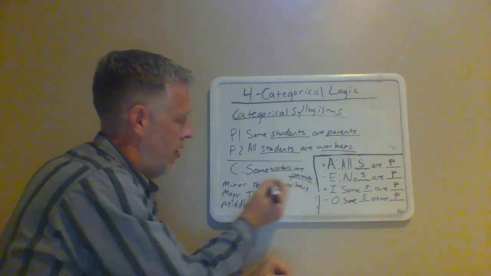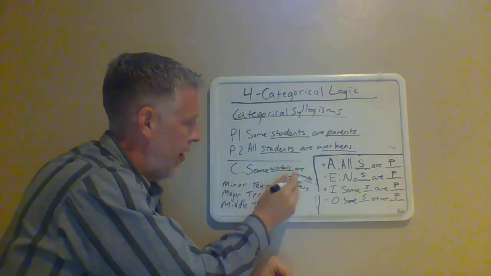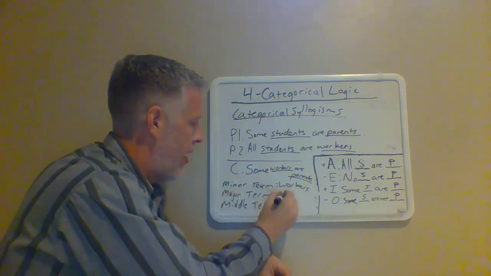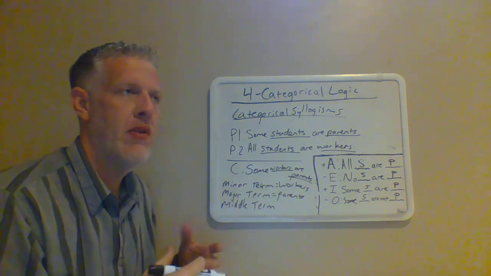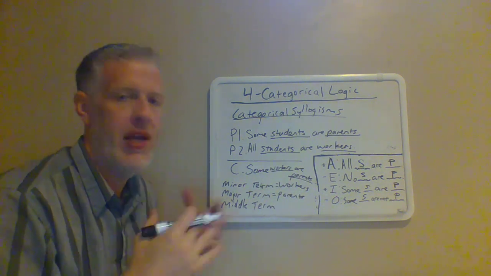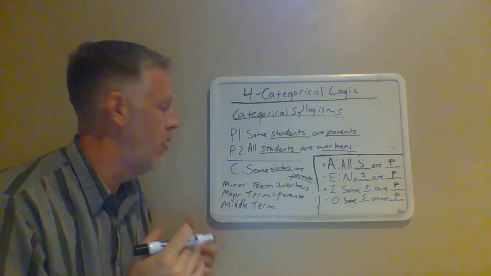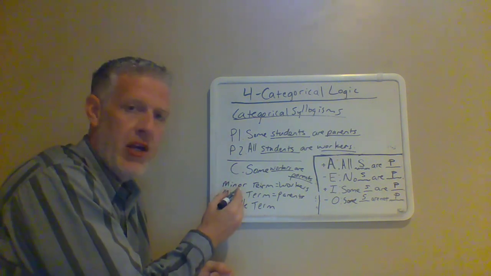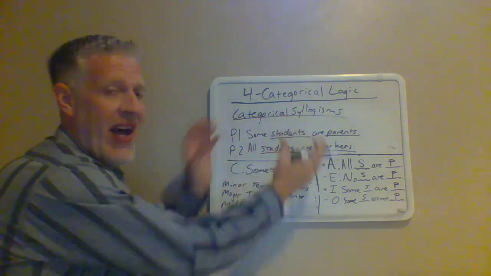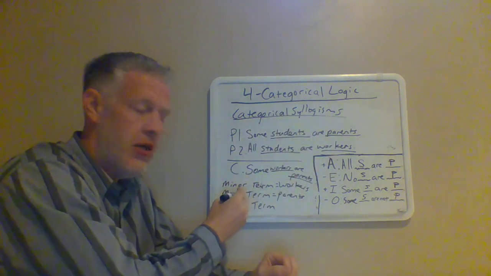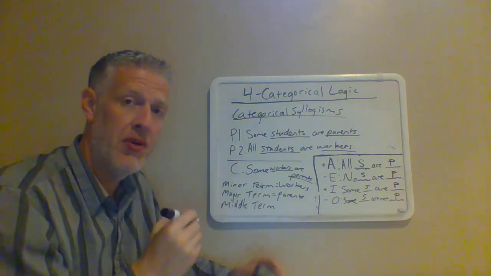Major term, still in the conclusion. This time, though, it's the predicate. So here, it's going to be parents. This is one of the conventions that I referenced at the very beginning of the lecture that you just have to get used to and remember and follow. Make sure you have your minor term right, your major term, especially when it comes to diagramming them. When we go to diagram this stuff, you want to know what the minor term is, what the major term is, and what the middle term is.